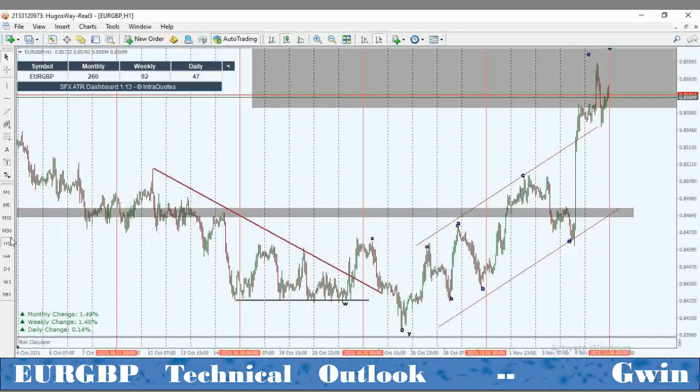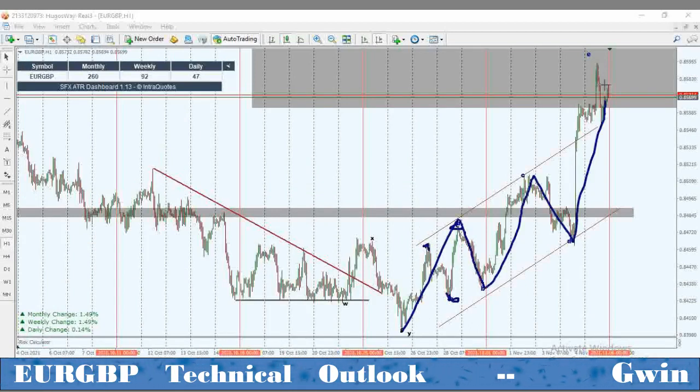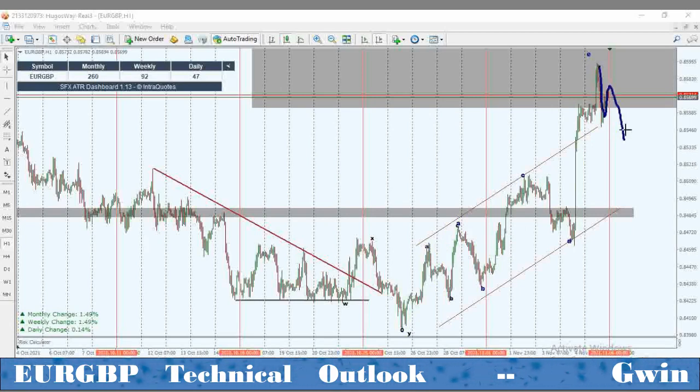You're going to be looking for that setup here, because what we have at the moment is an A, a B, a C, and an A, B, C, D, and an E. So we could be working out an end of the E leg, but we don't know. What I'm going to be looking at for this one is some sort of structure like this, and a failure here. So this could create an A, and this could create a B, and we could look at a C to the downside.